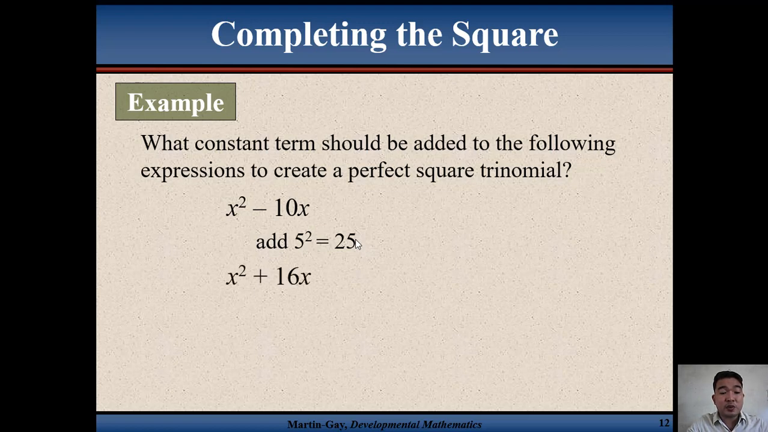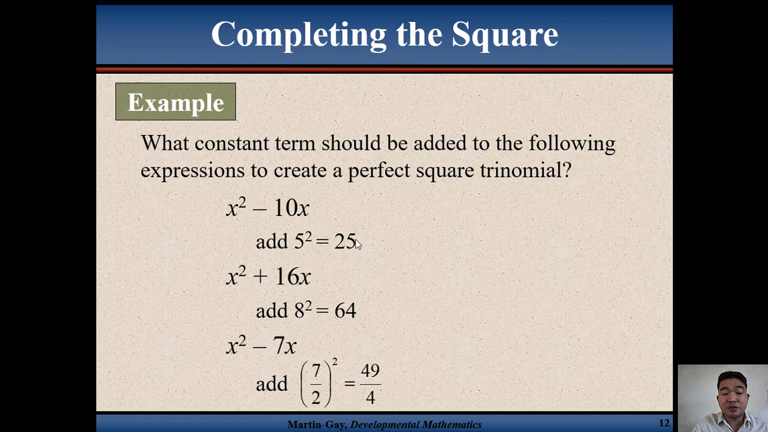How about x squared plus 16x? What are we going to add to make it a perfect square trinomial? So we add 8 squared or 64. How about here? x squared minus 7x. To make it a perfect square trinomial, we add 7 over 2 squared or 49 over 4. What have you noticed about this, making it a perfect square trinomial?